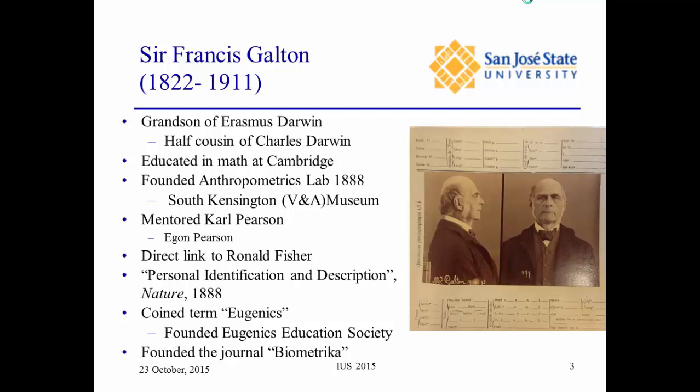Francis Galton founded the Eugenics Society, but the chair of eugenics at University College London is now called the chair of genetics. Galton also founded the journal Biometrika. There are 3 journals currently using the name Biometrics in some way. There's the British journal Biometrika, founded by Francis Galton, in fact, and Carl Pearson.